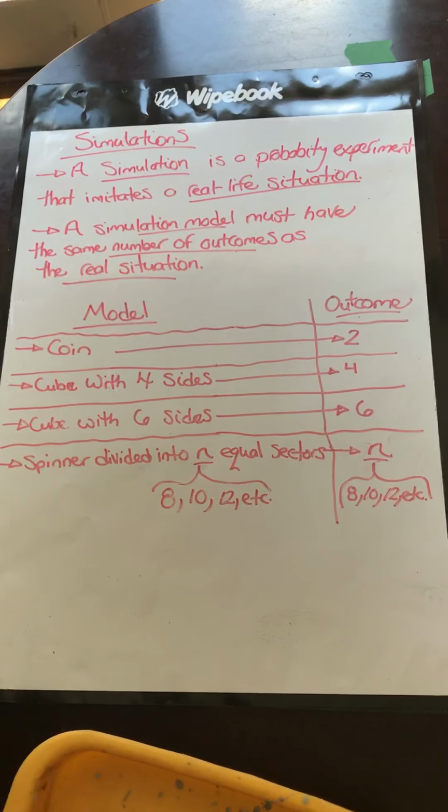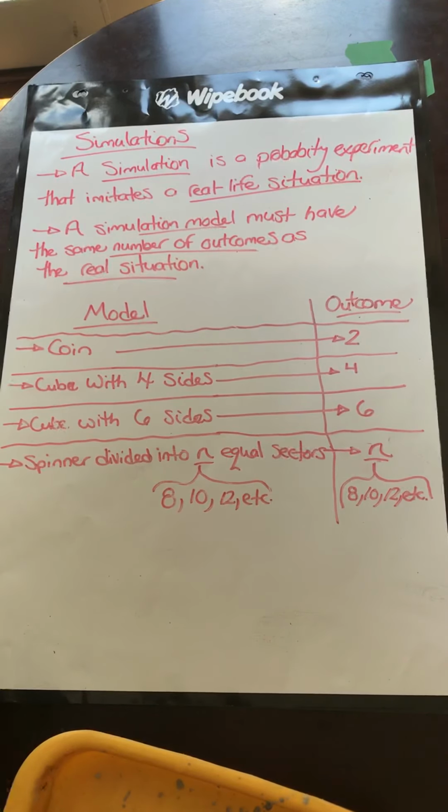So a simulation is a probability experiment that imitates a real life situation. And a simulation model must have the same number of outcomes as the real situation. And that word model is maybe something that you are hearing in the news because they're running different simulation models with regards to COVID-19 to predict what might happen. So this is real life stuff happening with regards to simulation modeling. So again, a simulation model must have the same number of outcomes as the real situation.